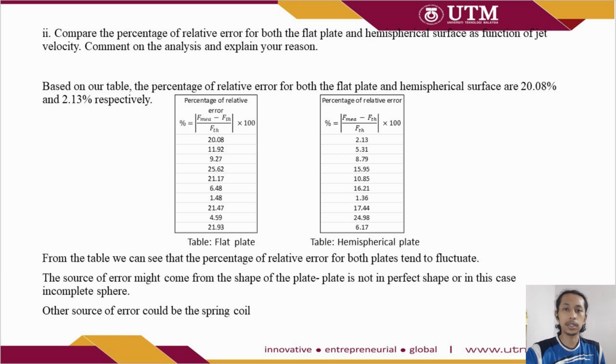As you can see from the table, the percentage of relative error tends to fluctuate, where it goes up and then down, then up, down, up and down. This might come from a source of error, and this source of error might come from the shape of the plate, where the plate is not in a perfect shape, or in this case an incomplete sphere. This is because our equation depends on the angle.